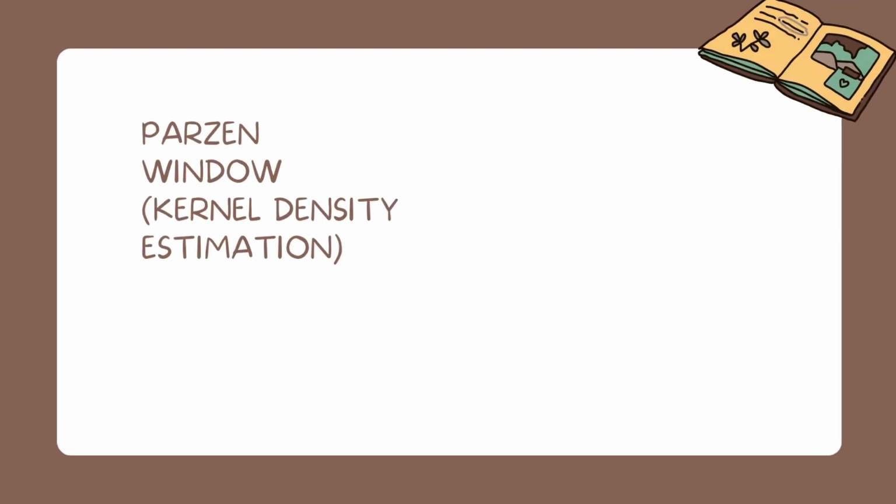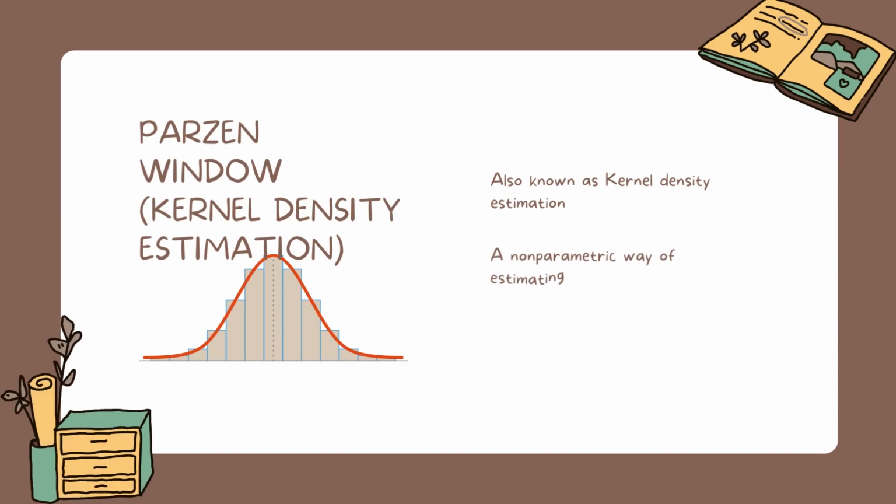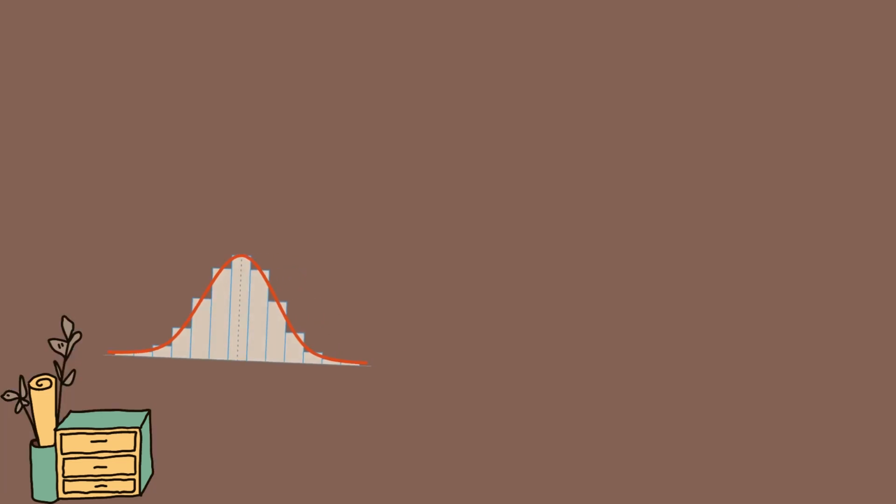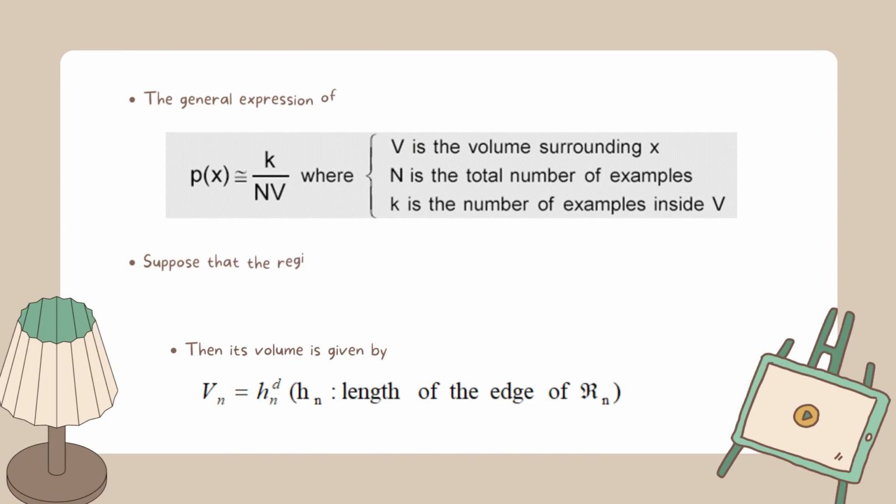equals 1. Besides that, let's talk about the Parzen window. Parzen window, also known as kernel density estimation, is a non-parametric way of estimating the probability density function of a random variable. Next, let's talk about the equation of the Parzen window.